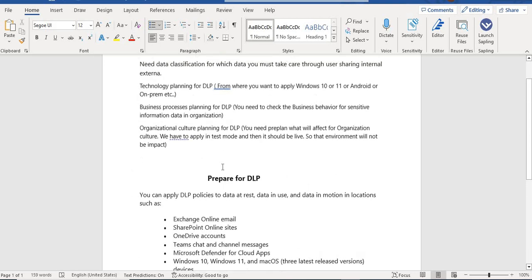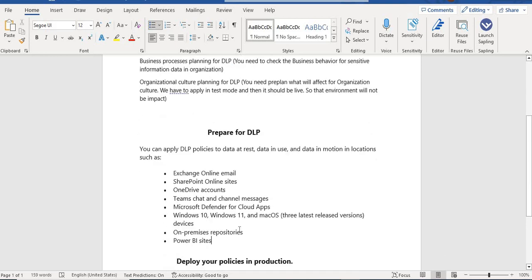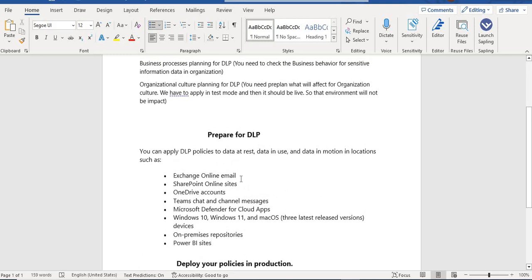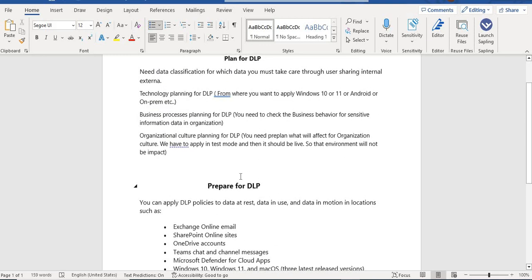After planning and then preparing, you can configure the policy. Guys, I don't want to make the video too big, because it will not be good for you, you cannot understand that. So I think it's enough for you, and my motive is that you understand what the DLP policy is and where we can use this DLP policy.